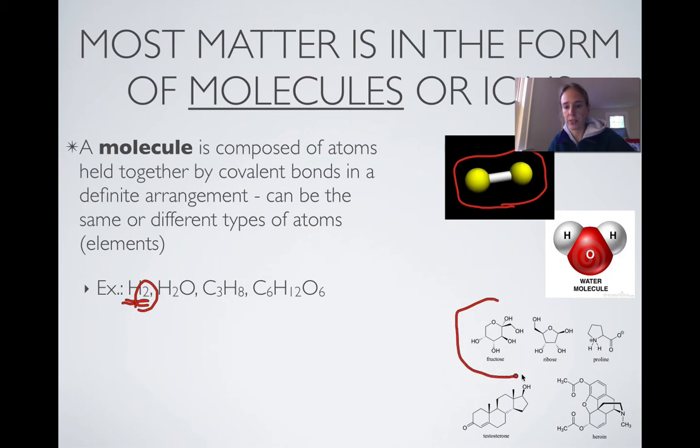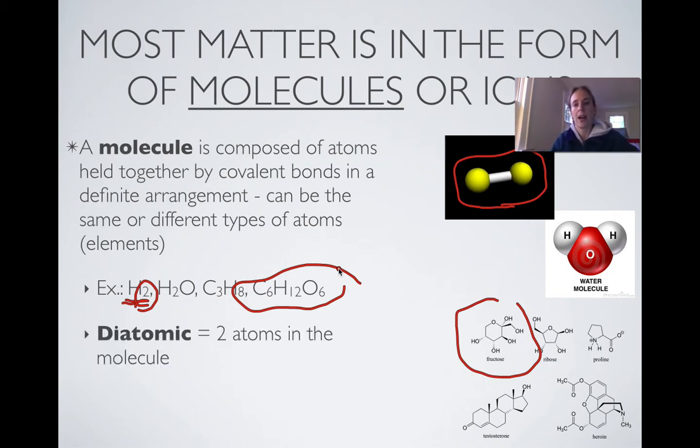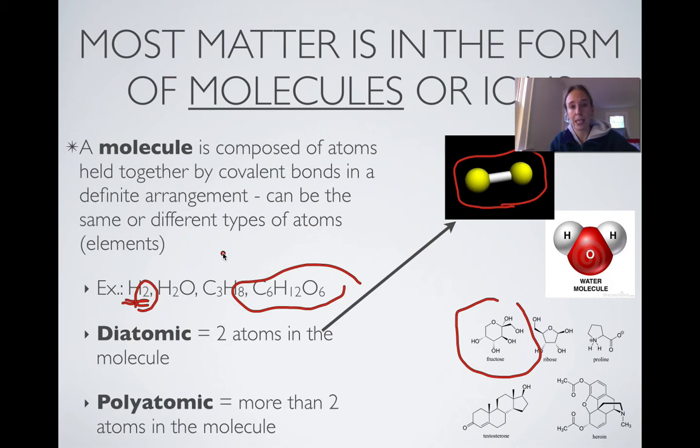This one here is fructose, and this is the chemical formula for fructose. There's 6 carbons, 12 hydrogens, and 6 oxygens. So we can start classifying these into different types of molecules. A diatomic molecule is one with two atoms, like the hydrogen molecule. And a polyatomic molecule has more than 2 atoms in it. So that would be the case for any of these.